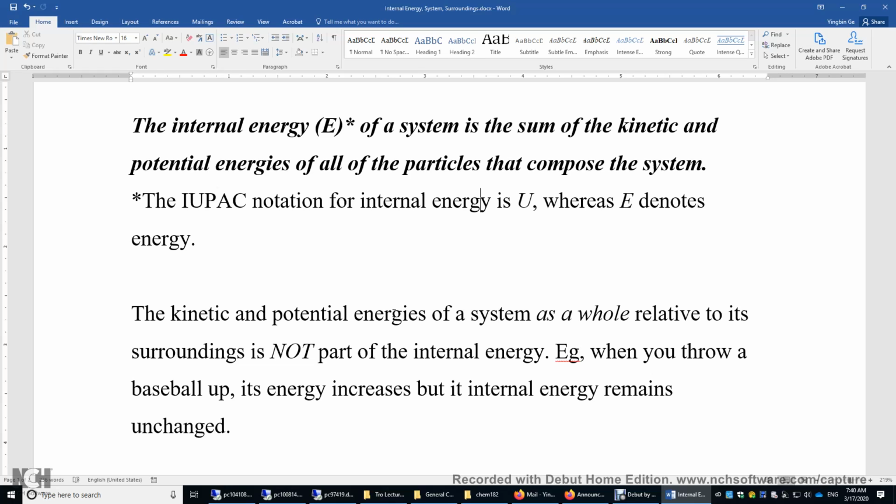The baseball is composed of many atoms. These atoms vibrate. These atoms attract and repel each other. Therefore, the internal energy is simply the sum of the kinetic energy of the atoms within the baseball and the attraction between the atoms in the baseball plus the repulsion between the atoms in the baseball.